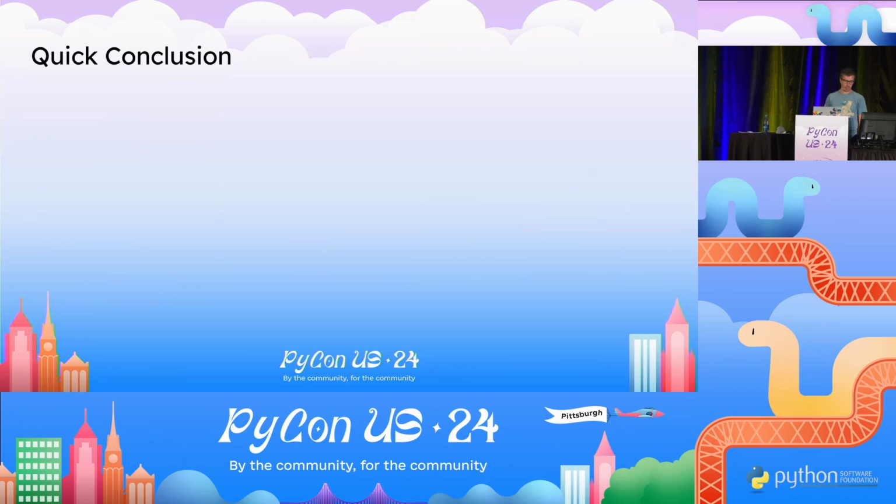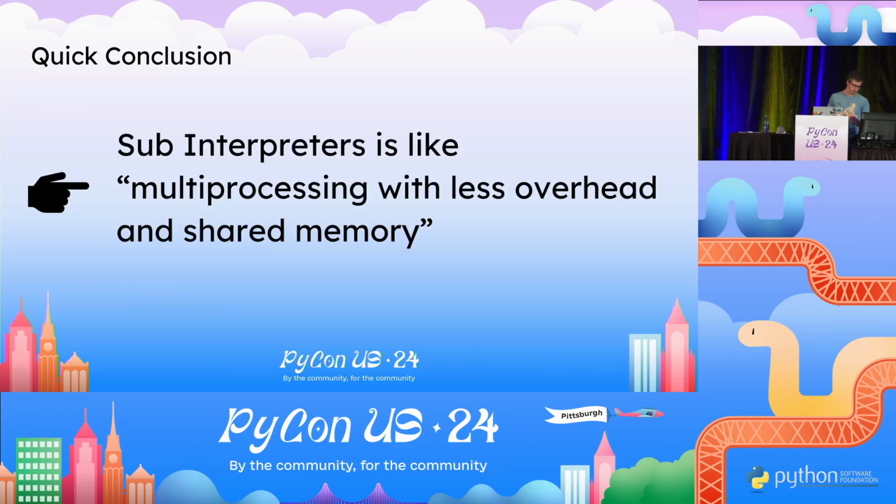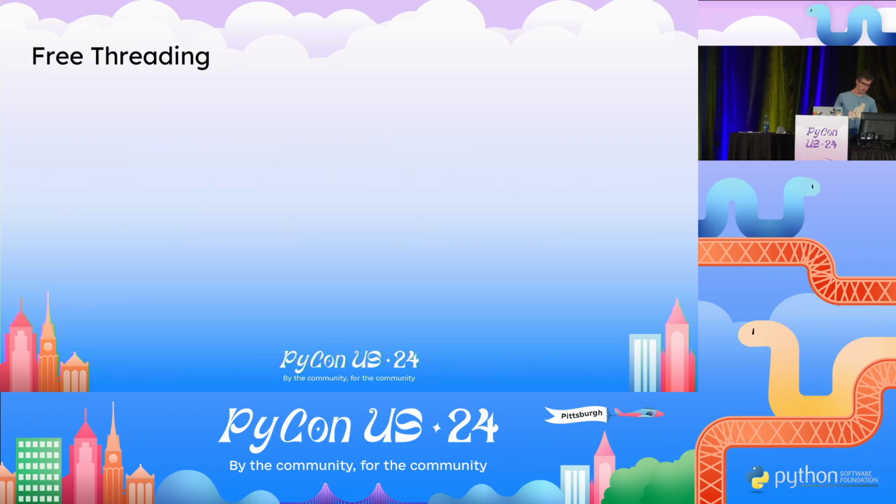Okay, so the quick conclusion from subinterpreters, and we're going to go into a demo in a bit, is that subinterpreters are really like multiprocessing with less overhead and shared memory. I'm going to talk about shared memory, and if you want to watch Yuri's talk as well, he gives a really good explanation of the shared memory. Okay, so that's one model where we can run things in parallel, and I'll demonstrate how we can do this later in the talk. So, free threading.